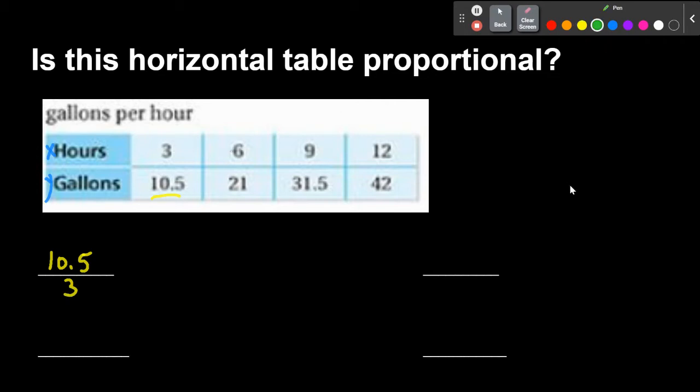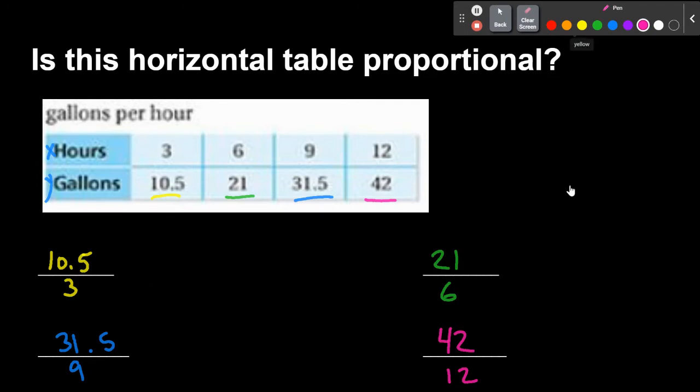Let's take a look at our next one here. 21 gallons for every 6 hours. Our next data point here is 31.5 gallons per 9 hours. Again, notice how I'm doing y over x. It's important that we do y over x when looking at this. And for this one, 42 over 12.